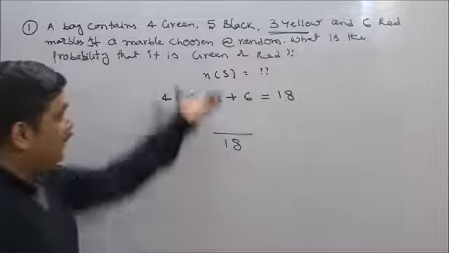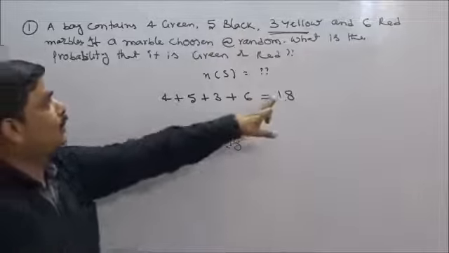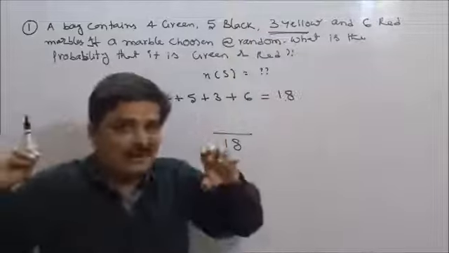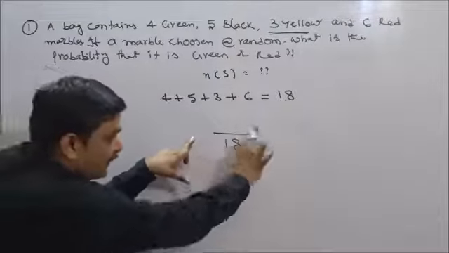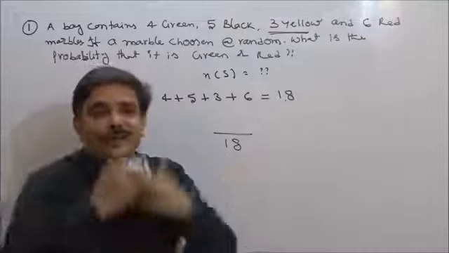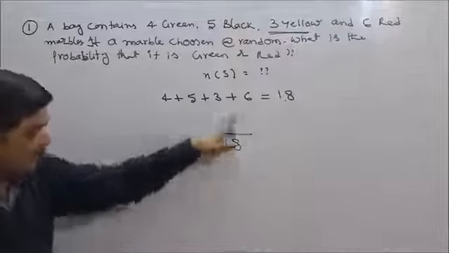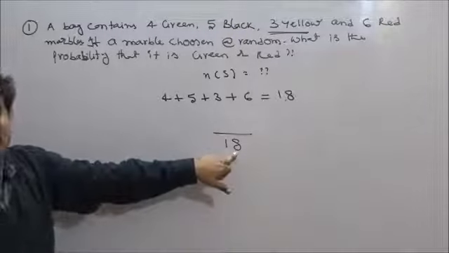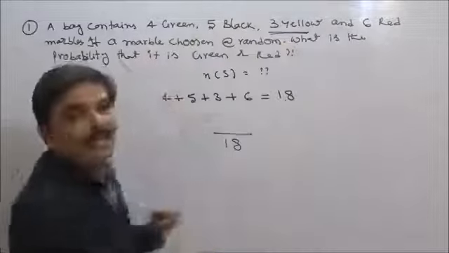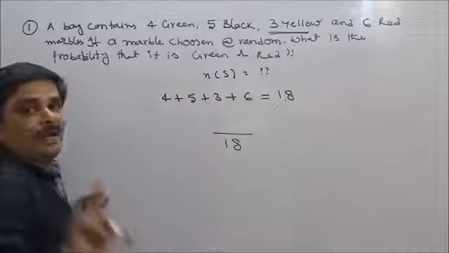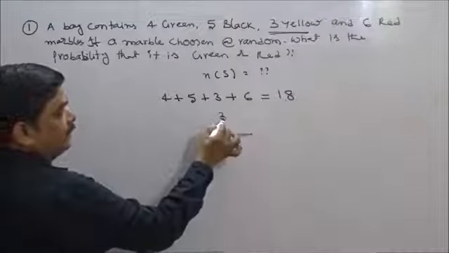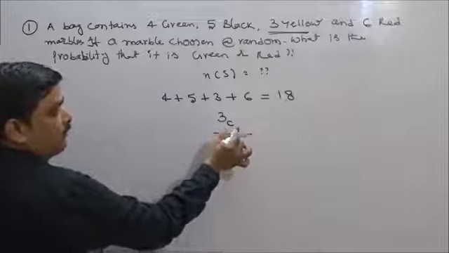When it is coming to the favorable events, you should not consider balls other than yellow, because I have to choose from yellow. Of course, the yellow balls are among these 18 balls only. There is no doubt about that. For that reason, the total sample space should be taken as 18. But while coming to the selection here, from these 3 only, one ball will come, right? Conceptually, this is from 3 balls, combination of one ball.